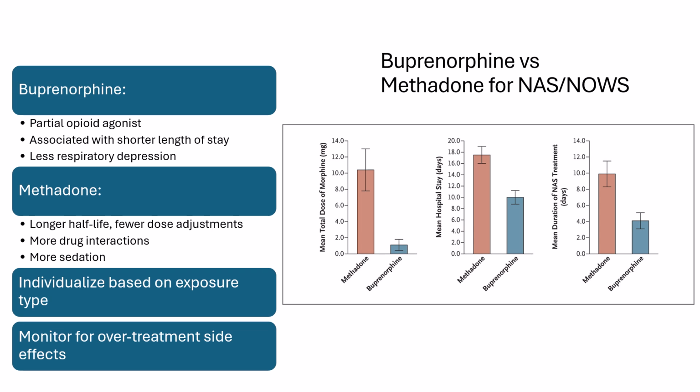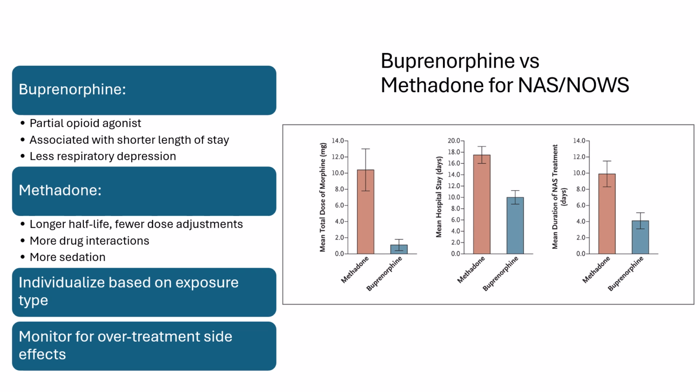When comparing medications for NAS, buprenorphine is a partial opioid agonist that has shown promising results in recent studies, associated with shorter lengths of stay compared to full agonists. It also tends to cause less respiratory depression. Methadone has a longer half-life, which means fewer dose adjustments and more stable control, but it has more drug interactions and tends to cause more sedation.